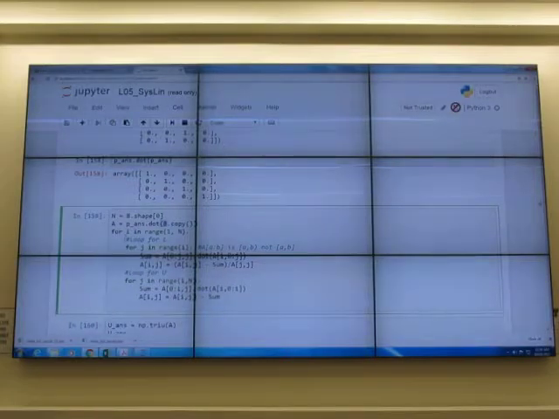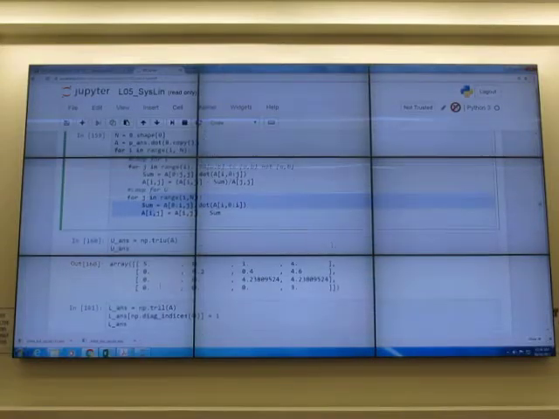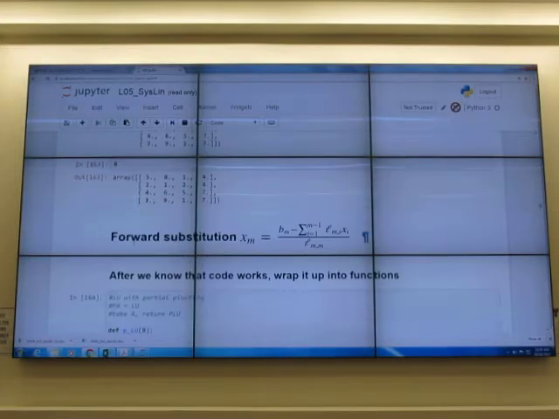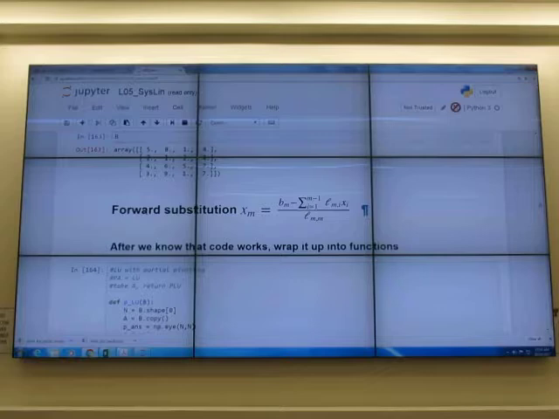So the step for LU is the same. We have loop for L and loop for U. And after that, we get upper part, lower part. Same thing. Then we have forward substitution. Forward substitution is similar to backward substitution, but this time we just move forward.